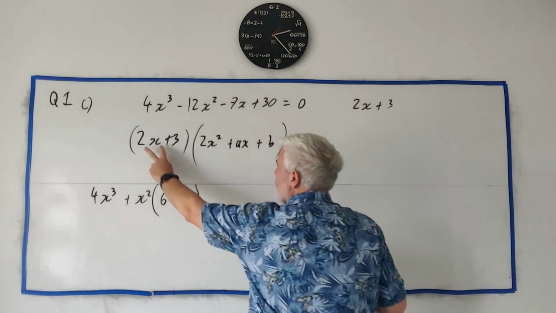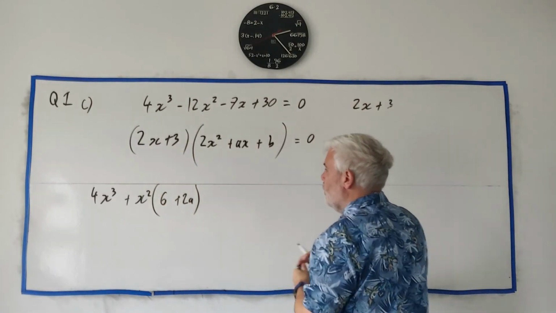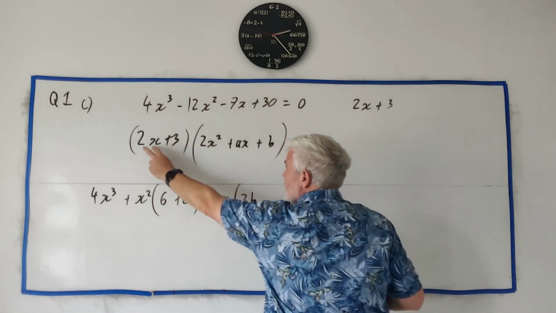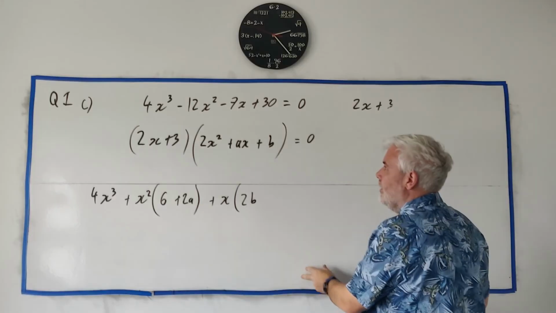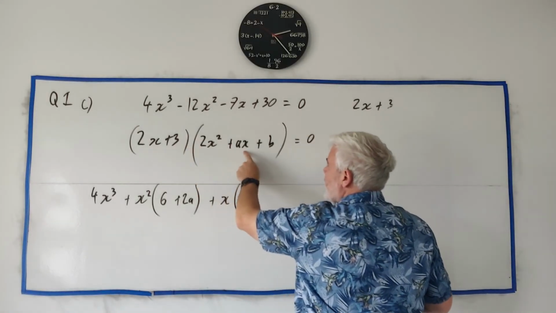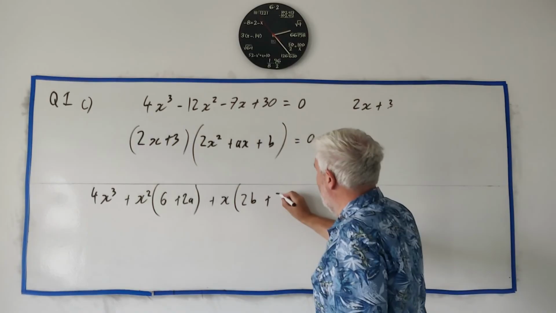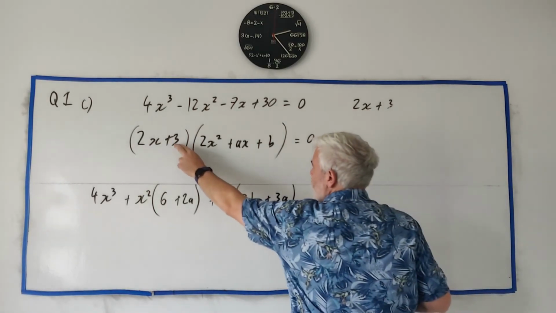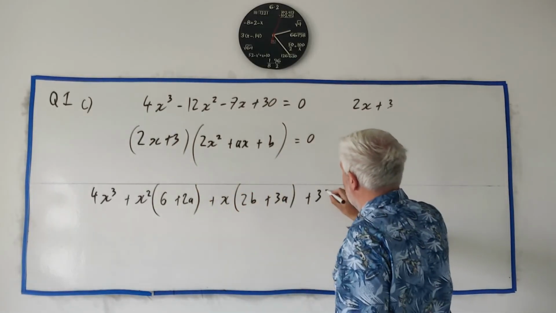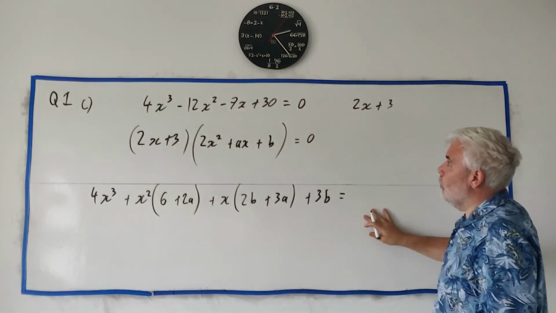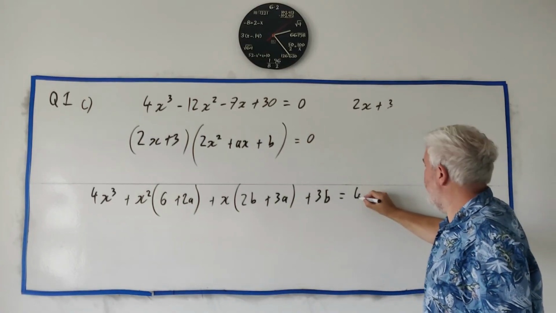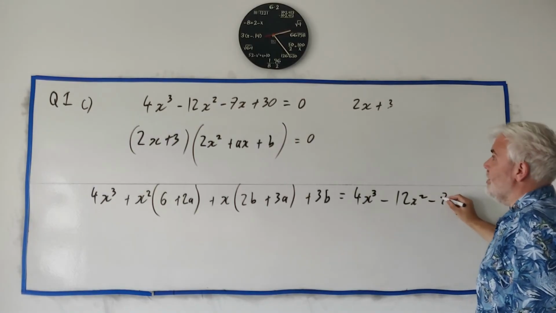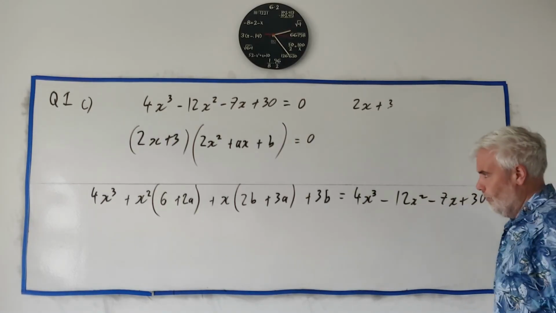How would you get an x? 2x times b would get you an x. Let me write plus x. So 2b. b times 2x would get that. Another way to get an x would be this 3 times this ax. That would be 3a times x. And then finally we would have 3 times b. And all of this equals this first line here, and I'll write it again: 4x cubed minus 12x squared minus 7x plus 30.